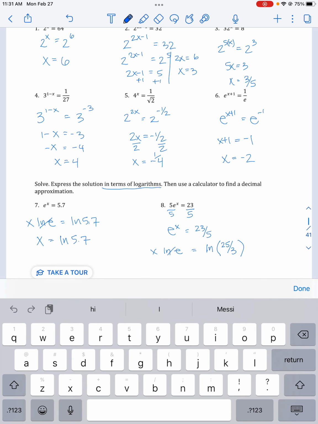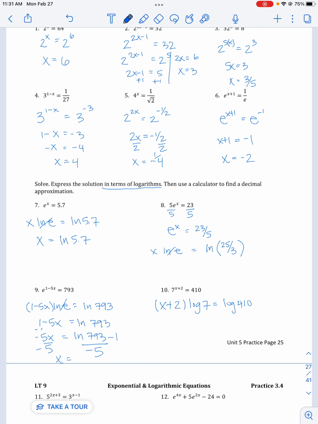Whatever the log of 7 is, I'm going to take x plus 2 times it. I'm going to divide both sides by the log of 7. Log 410 divided by log 7. And then at the end of that, I'm going to subtract 2 from both sides. So x is going to equal the log of 410 divided by the log of 7 minus 2.